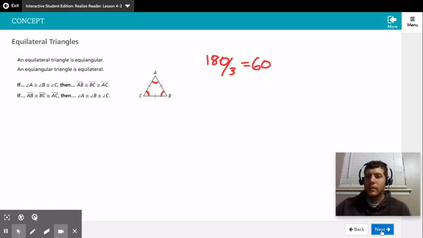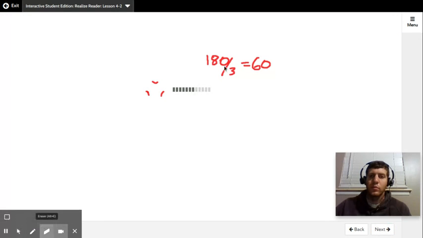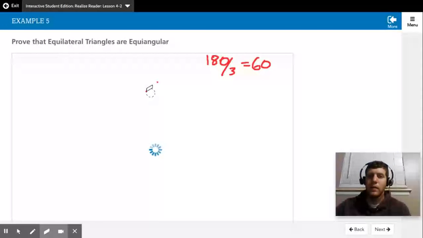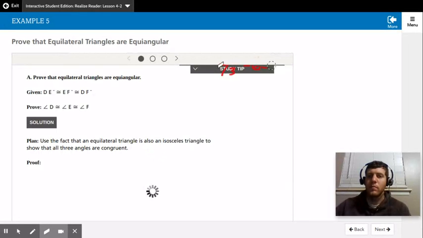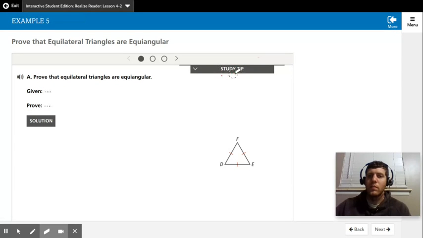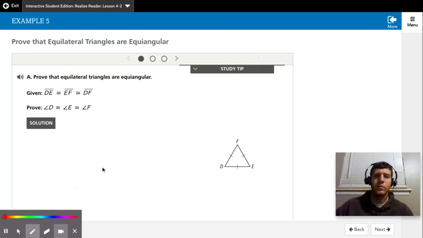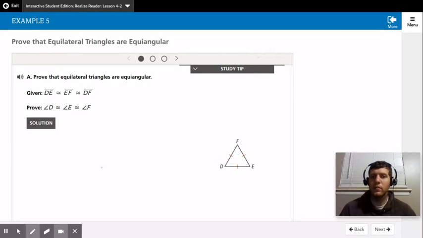All right, so let's look at example 5, which is going to want us to prove that. So we'll do a little proof here for A, and then I think we got to do a second proof for B. Okay. So the first one here, prove that angle D, angle E, and angle F are going to be congruent here. So we want to prove that the equilateral triangle is also going to be equiangular.